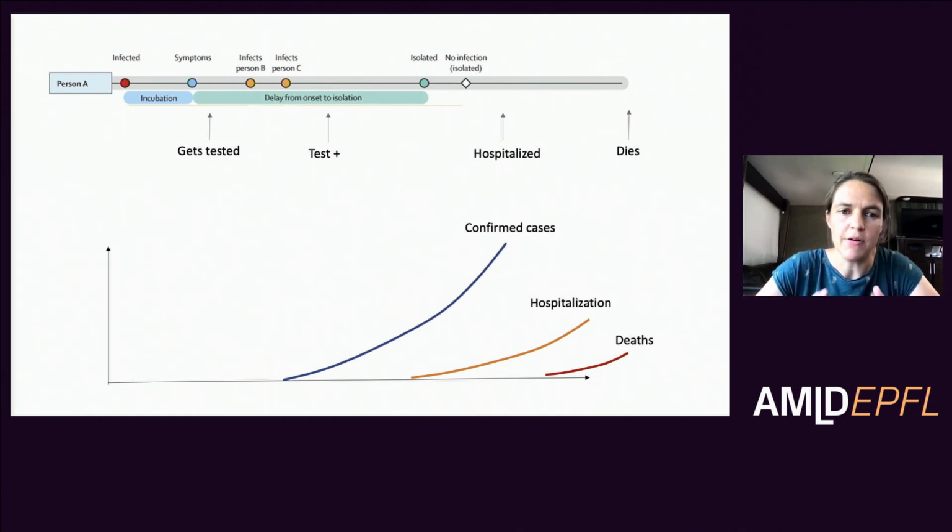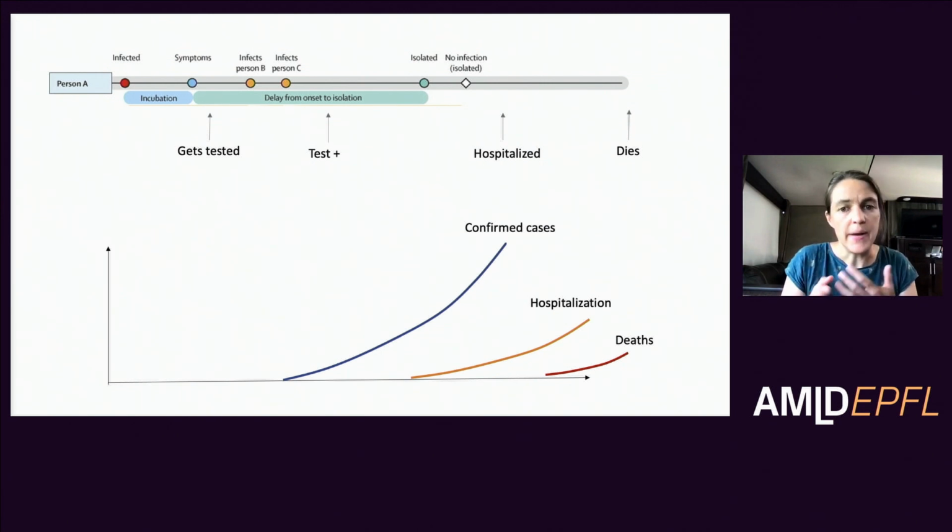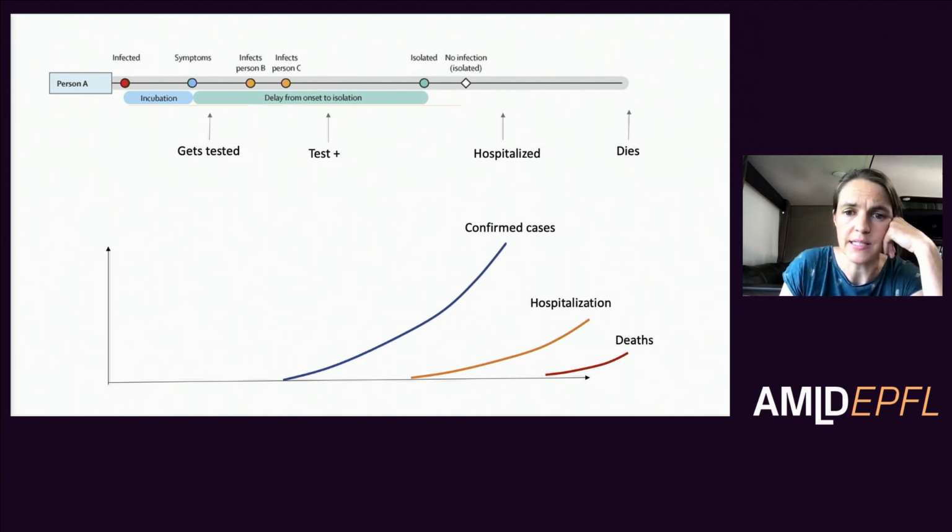So if you think about COVID-19 here, people get infected, they don't become symptomatic for about 5 days, and they're infecting people even before they're symptomatic. They may or may not get tested depending on the severity of their symptoms and their access to health facilities. And then there may be delay in the turnaround of test times. And following that, there could be hospitalization and even deaths.